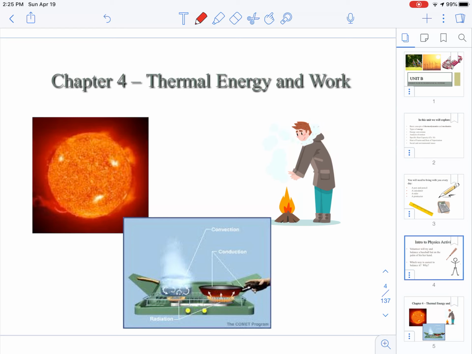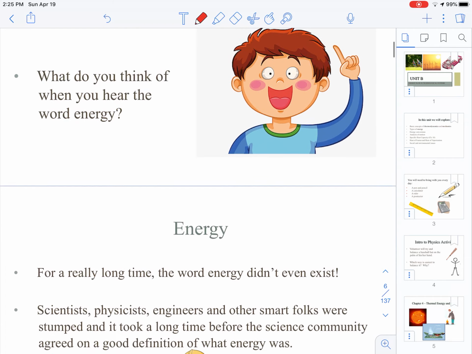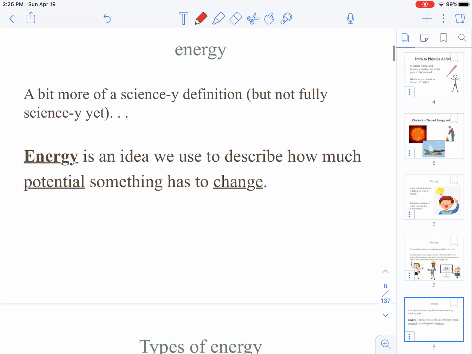Hi Science 10, welcome to our physics unit, starting off with chapter 4 about thermal energy. And we're looking at, first of all, what energy is and a definition of energy.